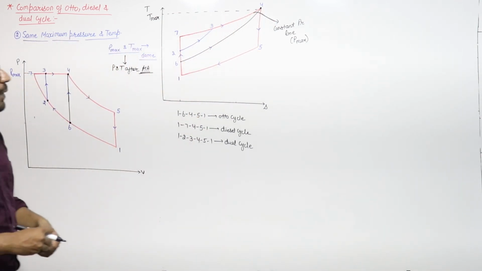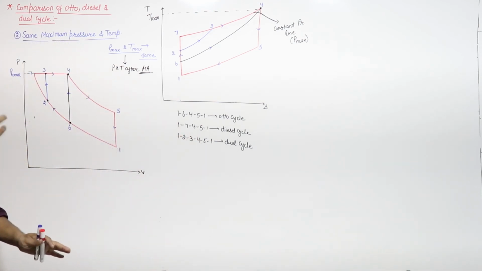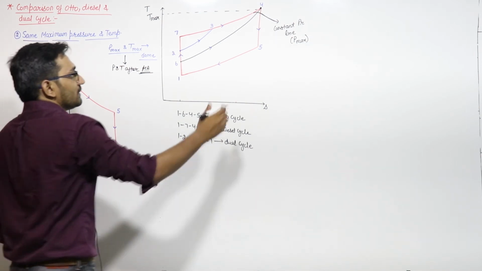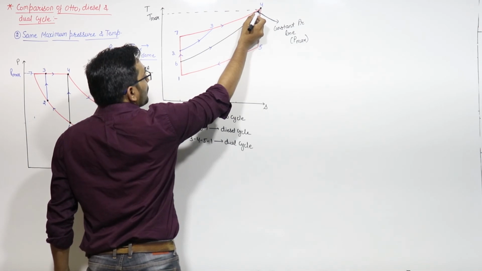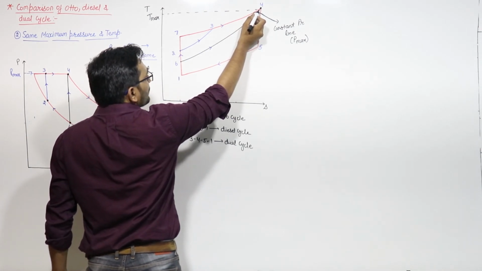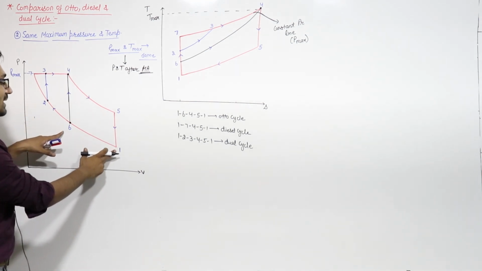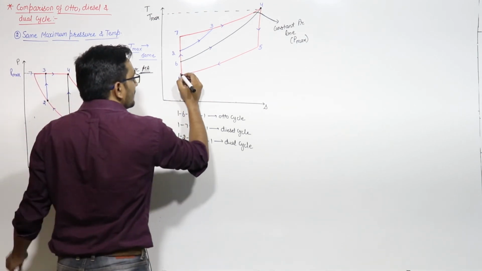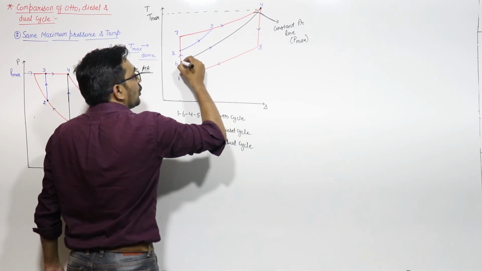So this 4th point is the end point of the heat addition at constant volume in the Otto cycle. So if this is the case, now we have to draw a constant volume heat addition in the Otto cycle, and you can see from here the compression in the Otto cycle will be less than the compression in the diesel cycle. So let us say this is the compression in the Otto cycle, 1 to 6.